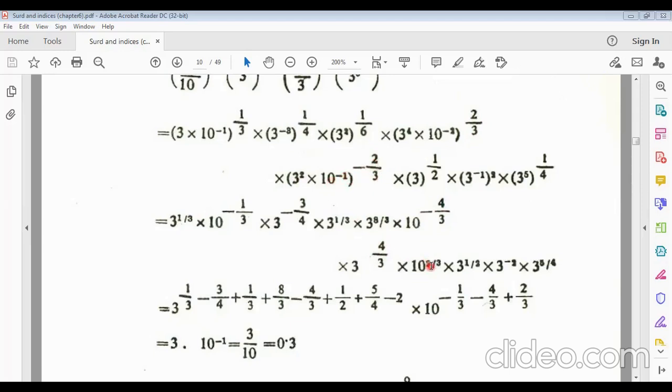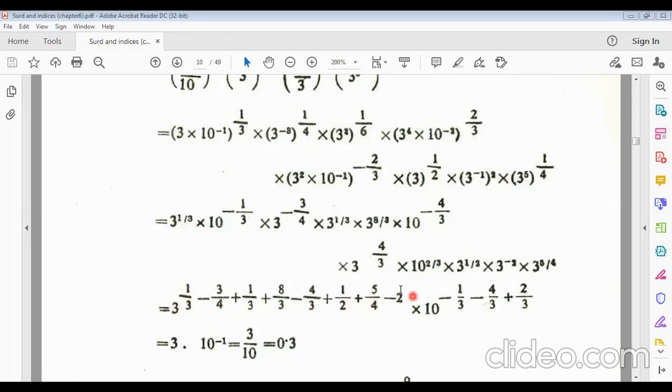Plus 2 by 3, and 3 to the power half, and 3 to the power minus 2, and 3 to the power 5 by 4. Okay, now how many 3s are here? Actually 1 2 3 4 5 6 7 8. These 8 threes have the same base 3. This is why, taking one base, we have to add all powers.